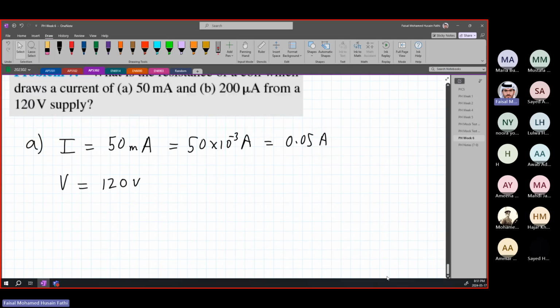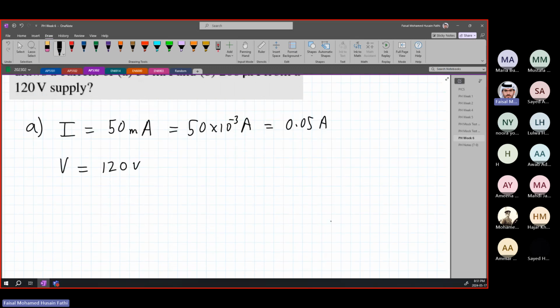Again, we need to find the resistance. So for A, R is equal to V over I, using the triangle. So it's 120 divided by 0.05, which is going to be equal to 2,400 ohms.